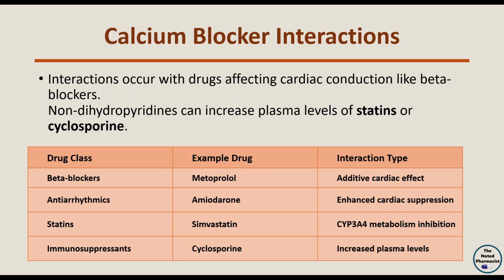Calcium channel blockers, especially non-dihydropyridines, interact with drugs affecting cardiac conduction, like beta blockers or antiarrhythmics. They can also increase plasma levels of drugs metabolized by the cytochrome P450 system, such as cyclosporin or statins, leading to toxicity. The table presented here is designed to elucidate key drug interactions involving calcium channel blockers, especially non-dihydropyridines.